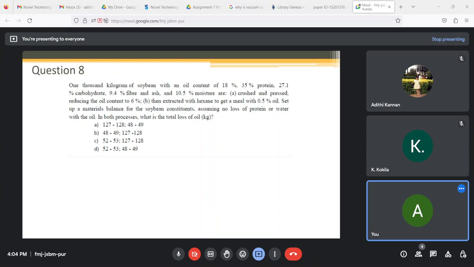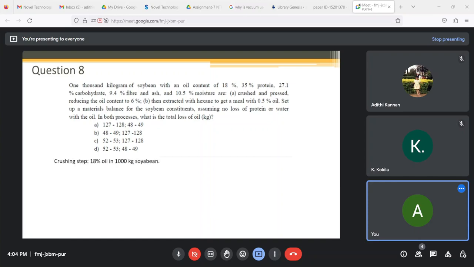So there are two processes involved here. One is the crushing and pressing, where the oil has reduced from 18% to 6%, and then you have the solvent extraction, where it has further reduced to 0.5% in the meal. Now you have to calculate how much oil is being extracted and how much is remaining in the meal. That can be done by a material balance. Since you have been asked to assume no loss of protein or water in the oil, you can assume that all other constituents apart from oil are constant. So we'll go deeper into the question.